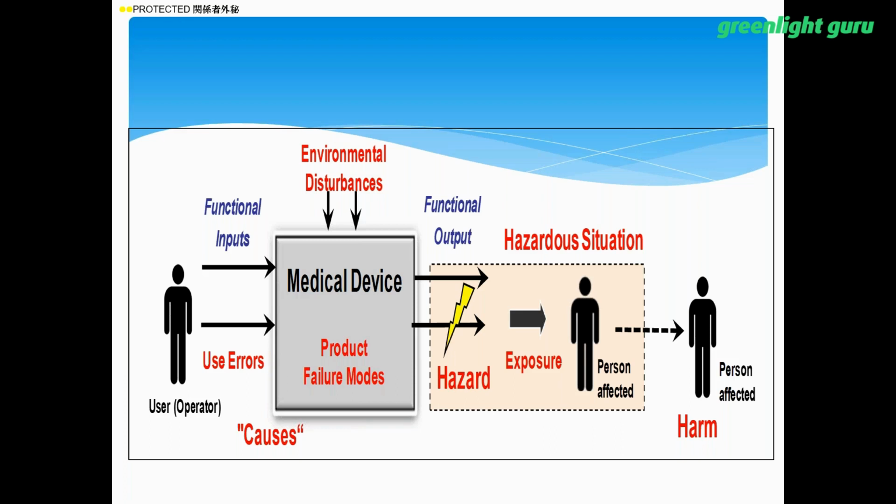Once that is exposed to a person affected, which may be a patient or a healthcare provider or another individual in proximity to that device, it could affect that person. A certain percentage of the time, they may be exposed to that hazardous situation and nothing will occur, and therefore there is no harm. However, in other circumstances, they can be exposed to that hazardous situation and harm will occur. This really forms the basis of all the risk management that will follow.